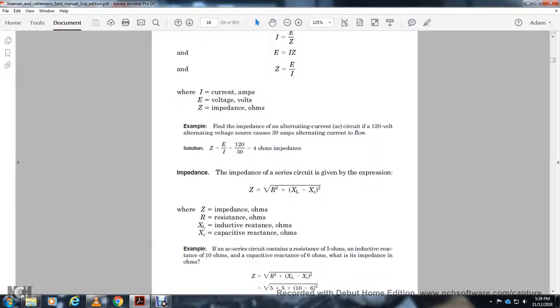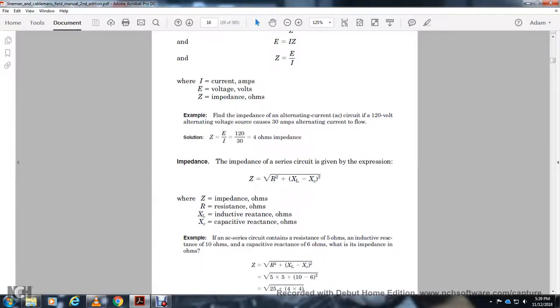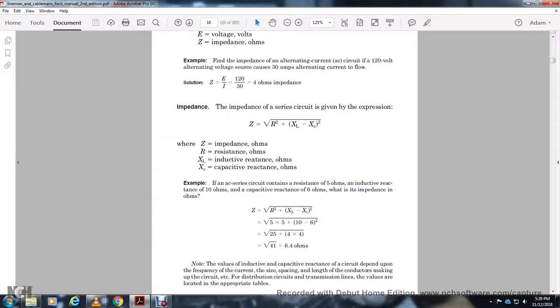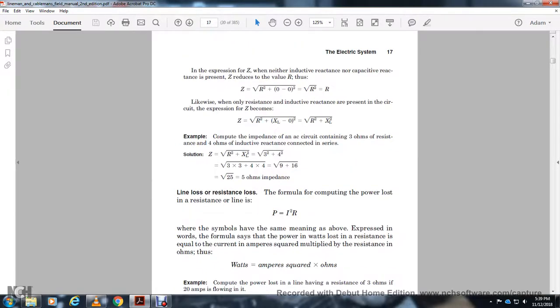If the AC circuit contains a resistance of 5 ohms, an inductive reactance of 10 ohms, and a capacitive reactance of 6 ohms, what is the impedance in ohms? The impedance equals the square root of the resistance squared plus the inductive reactance minus the capacitive reactance, squared, or 5 times 5 plus 10 minus 6 squared, which gives you 6.4 ohms. Note the values of inductive and capacitive reactance of the circuit depend on the frequency of the current, size and spacing and length of the conductors making up the circuit, the distribution circuit, and the transmission line. The values are located in appropriate tables.